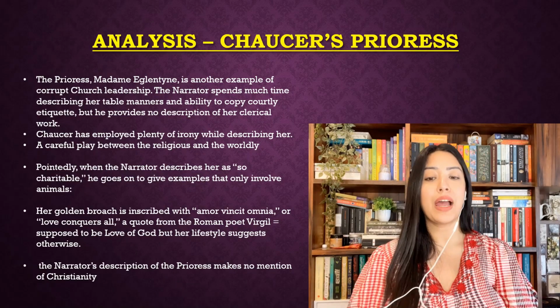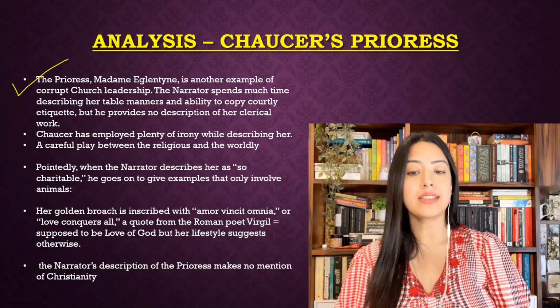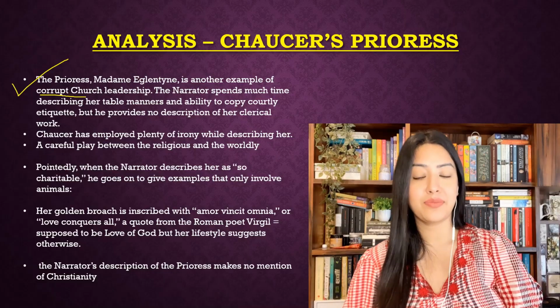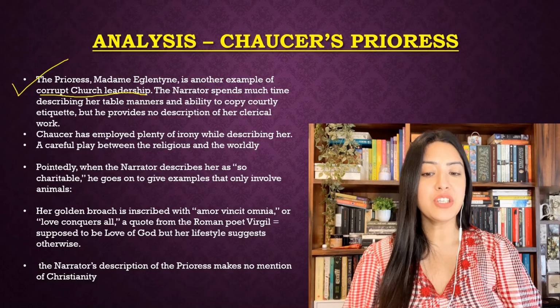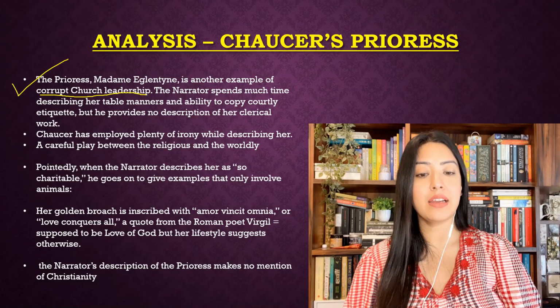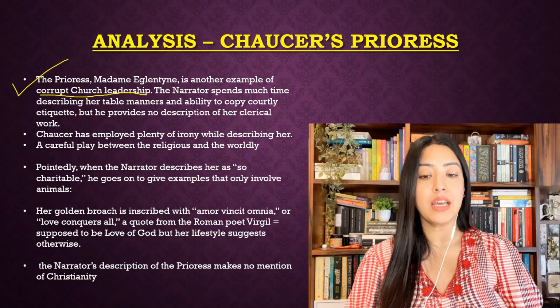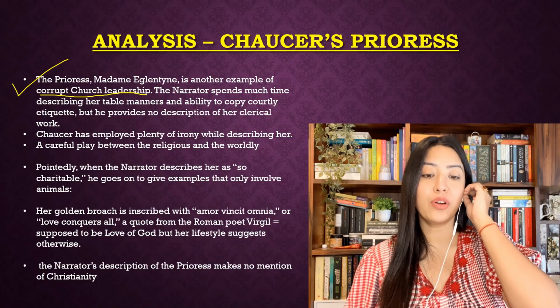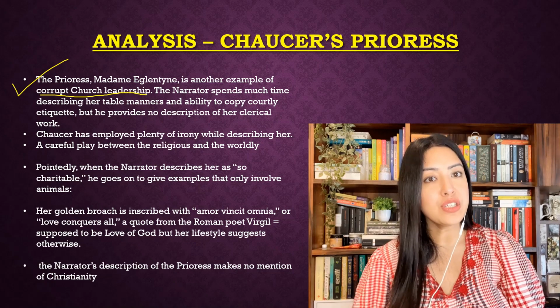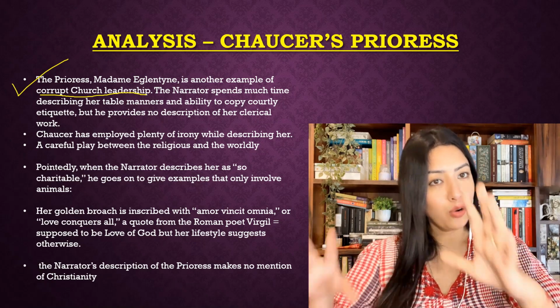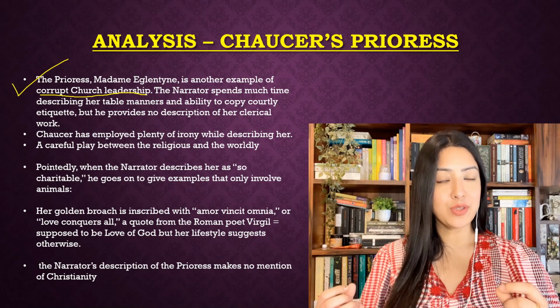So Chaucer's Prioress, Madame Eglantine, is another example of the corrupt church leadership, like I've mentioned. The narrator spends much time describing her table manners and ability to copy courtly etiquette, but he provides no description of her clerical work. So, you know, she's the prioress, head of the nuns, but her whole description is worldly, right? Have you noticed?